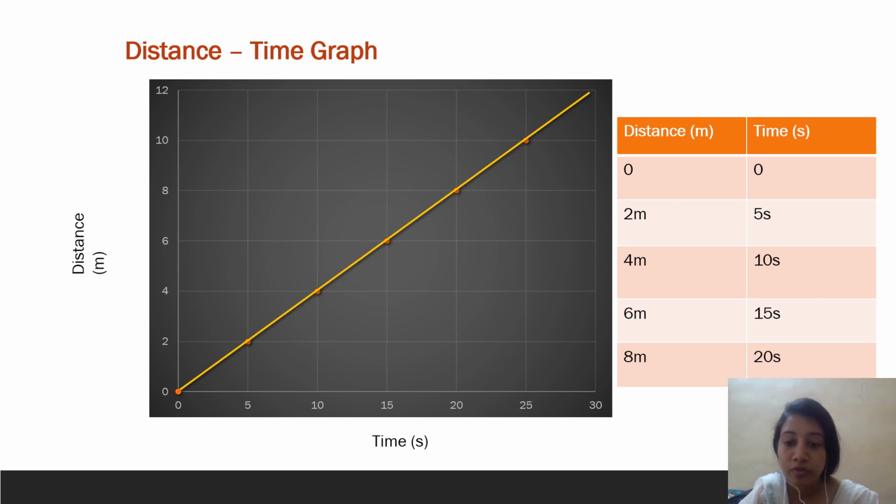So before I had told that if the object covers equal distances in equal intervals of time, we can call it a uniform motion. So currently I can say that this is a type of uniform motion. So I hope you have understood how to draw a distance time graph. And why do we need the distance time graph? We can find the speed as well as we can interpret what type of motion the object is moving.